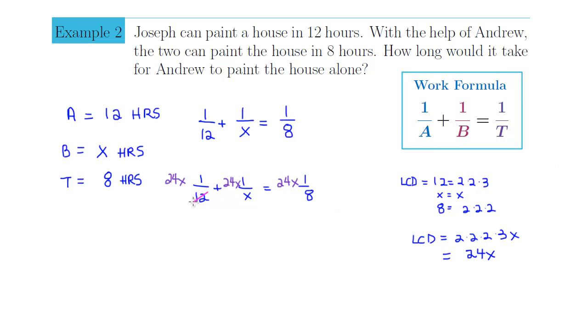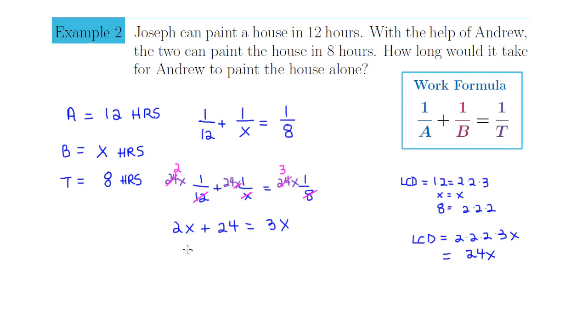So let's see, 12 cancels with 24, leaving us with 2. X will cancel with X, and 8 will cancel with 24, leaving us with 3. And that tells us that this first term is simply 2 times x times 1, which is just 2x. 24 times 1, which is just 24. And that's equal to 3 times x times 1, which is 3x. We have turned our rational equation into a simple linear equation that we can finish solving.